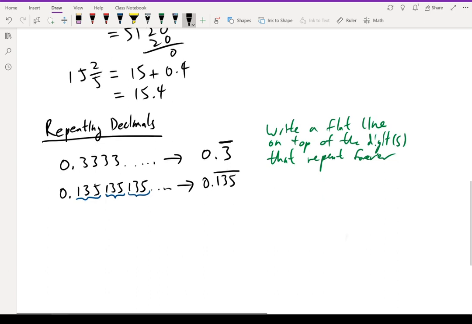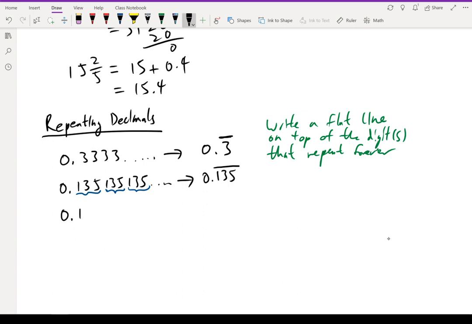Now, sometimes the decimal will start off without repeating, and then there will be some numbers that repeat itself. So for example, if I have 0.15666, something like that, and then you can tell that the 6 goes on forever, then the 1 5 doesn't repeat. This part doesn't repeat, and then this part repeats. And so we will write this as 0.15, where that doesn't repeat, but now the 6 repeats. So I'm going to write the line on top of the digit that repeats.